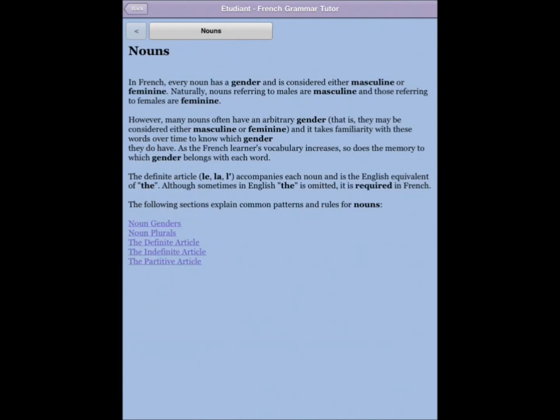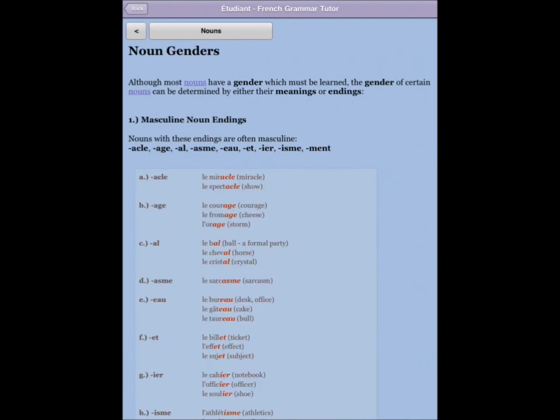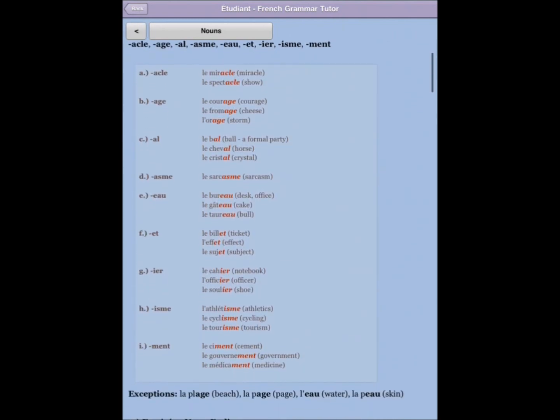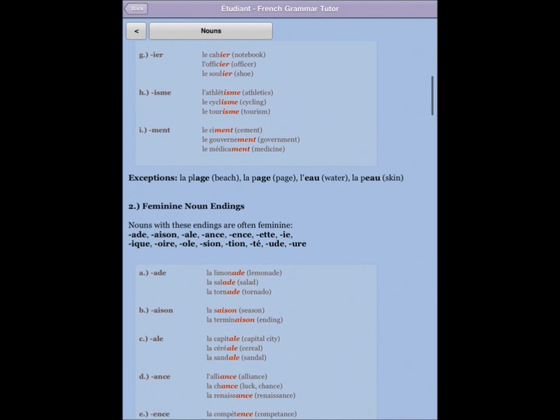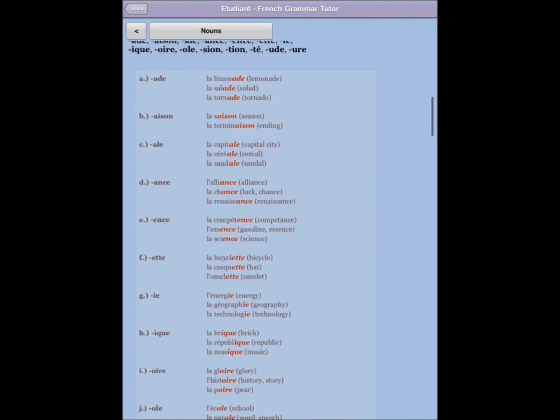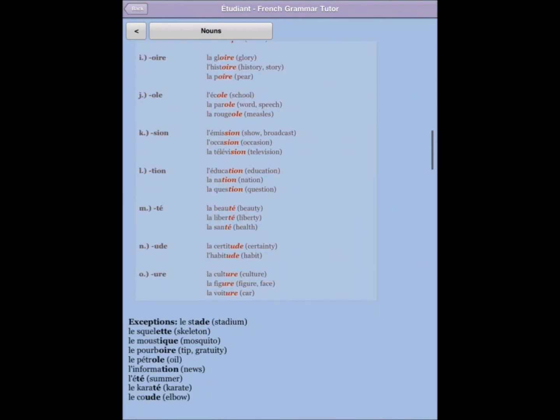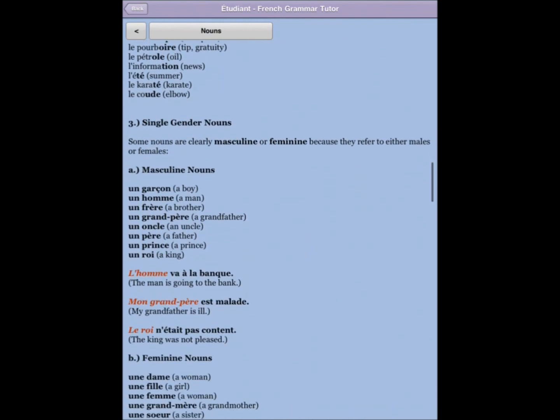Nouns. There's information on noun genders, plurals, the definite, indefinite, and partitive article. Noun genders: when is something masculine, when is something feminine? One of the great mysteries of French. No mystery to you if you are using Étudiante.